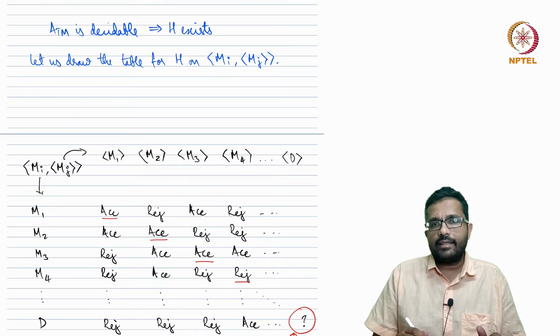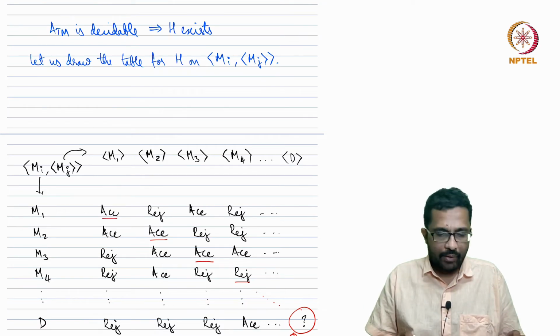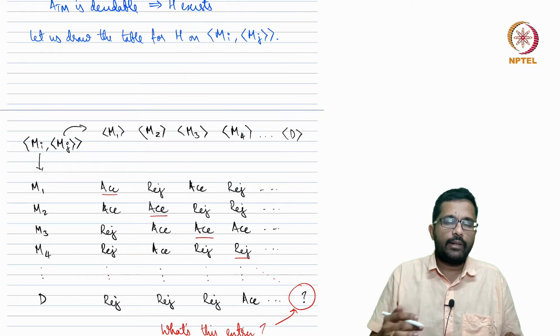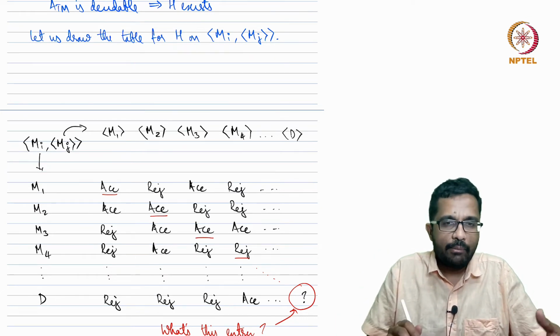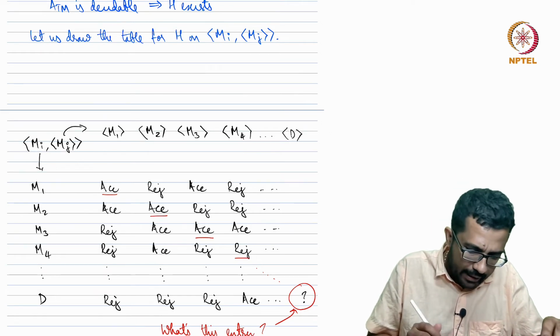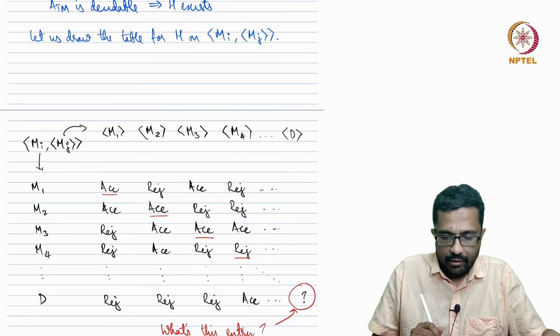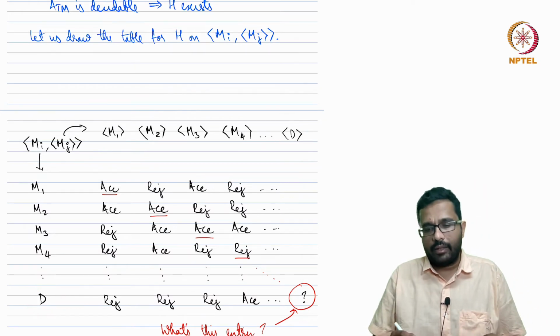ATM is decidable means H exists. Since H exists, D also exists, which means D is a Turing machine, which is a decider. Which means in the listing of all the Turing machines M1, M2, M3, M4, at some point D appears. Maybe it is M100, maybe it is M523, we don't know. The point is that in this listing D appears at some point. It appears in the row, and it will also appear in the column at the corresponding point.